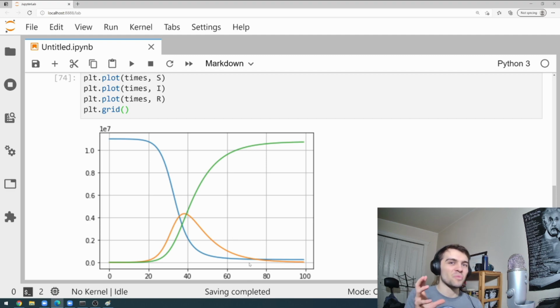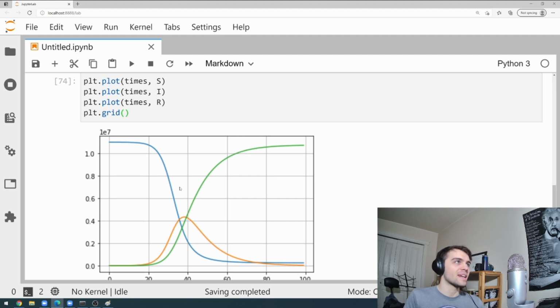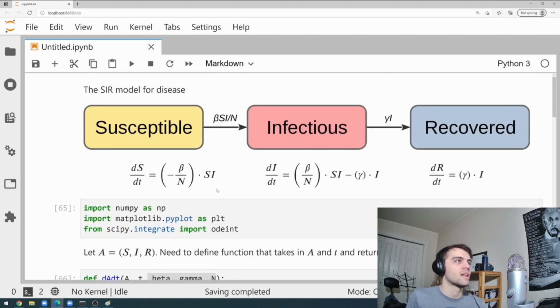Now, this isn't technically what happened in the virus, because what happens is you start implementing policies like social distancing or whatever, and then the rate at which people get infected goes down quite a bit, substantially. So, if you implement certain things, then you can lower this rate.